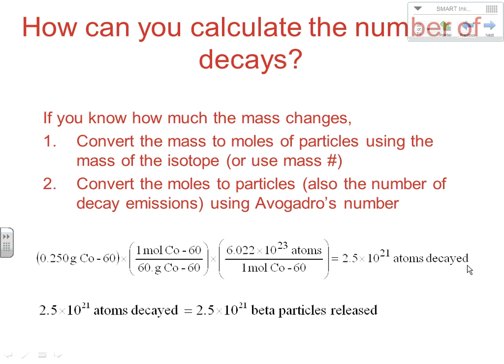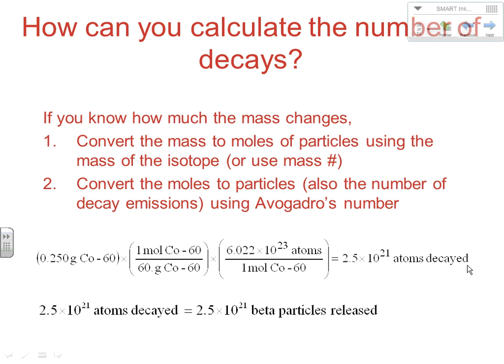Well, if you know how much the mass changes, remember mass is related to moles. So if you know the substance, and this happens to be a calculation for cobalt 60, if you know the mass, then you can find out how many moles you've got. And if you know how many moles you've got, you can find out how many particles you've got. So if you know how much of your mass decayed, then through simple dimensional analysis using molar mass and Avogadro's number, you know how many atoms decayed.